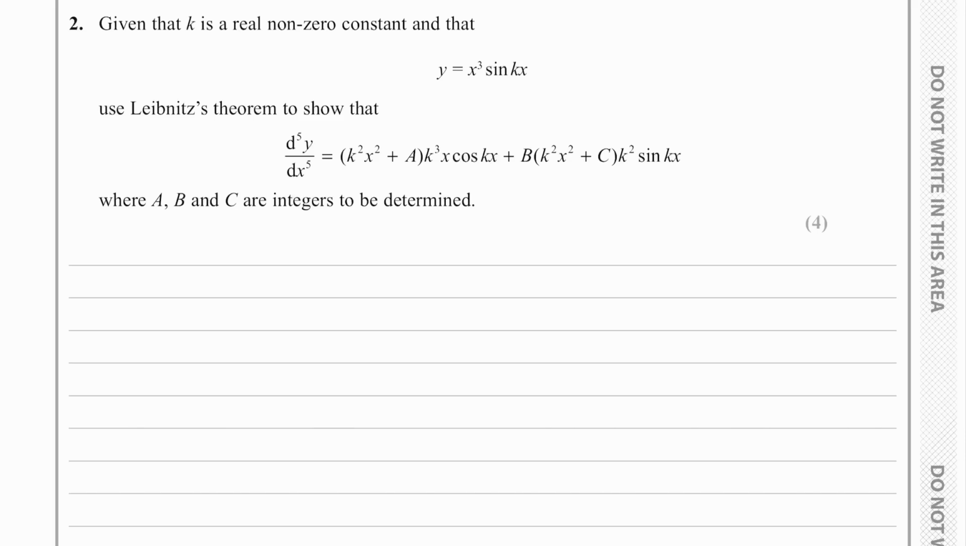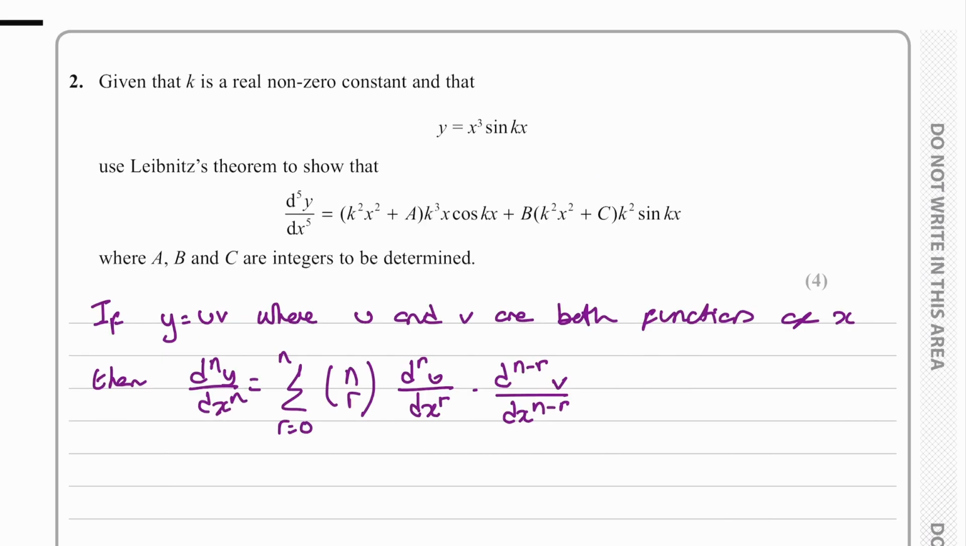Okay, so here we've got a question on Leibniz's theorem. We've been asked to find the fifth derivative of this equation in this form, and then we need to state the values of a, b, and c. So this is essentially the binomial expansion when we use the product rule to differentiate this.